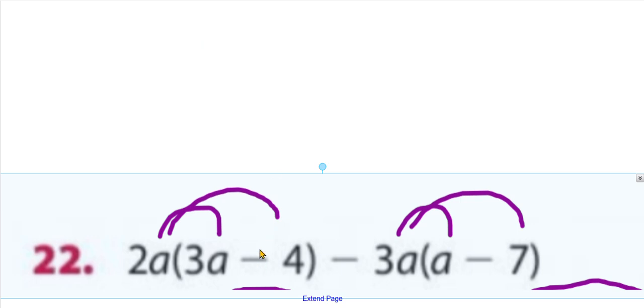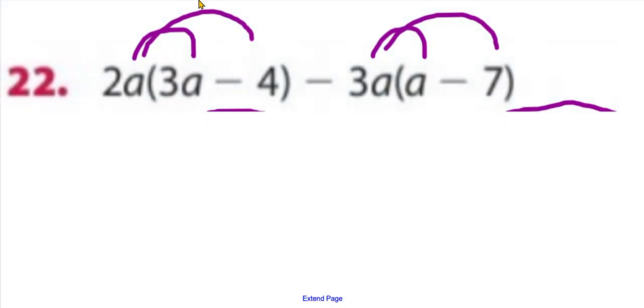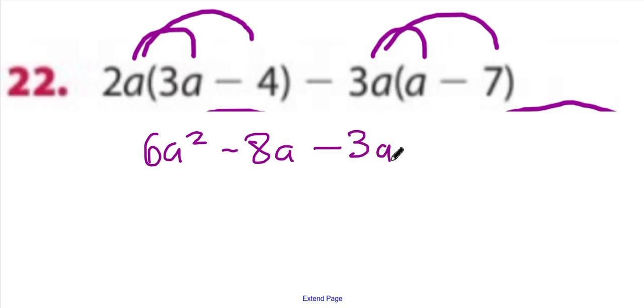Now, here we go. Okay, 2a multiplied by 3a, 6a squared. 2a multiplied by minus 4, minus 8a. Minus 3a by a, minus 3a squared, yeah. Minus 3a by minus 7, 21a. Okay.